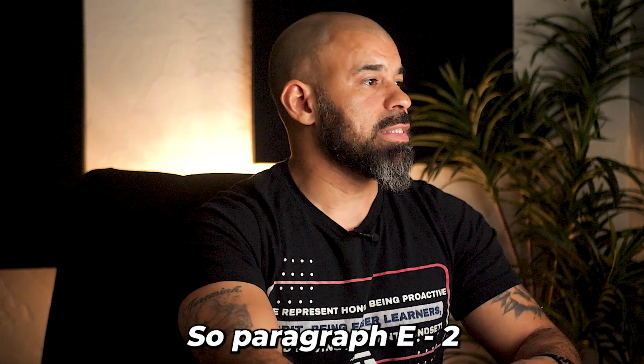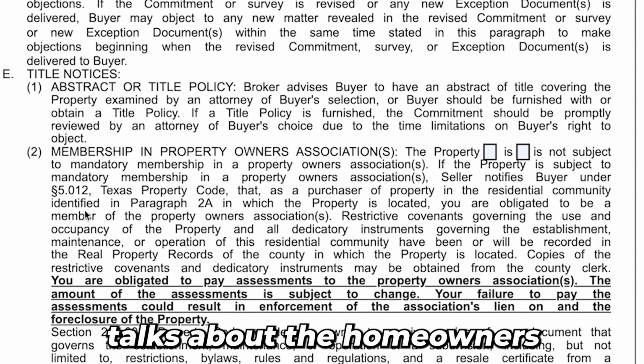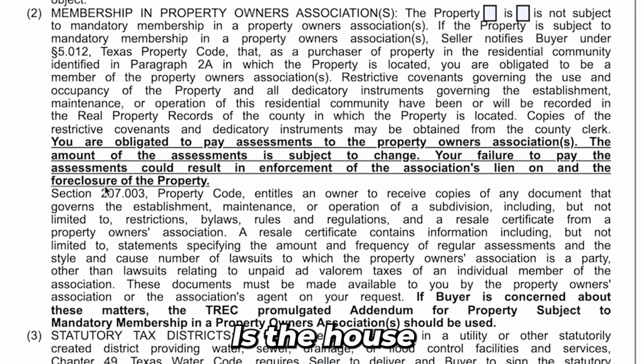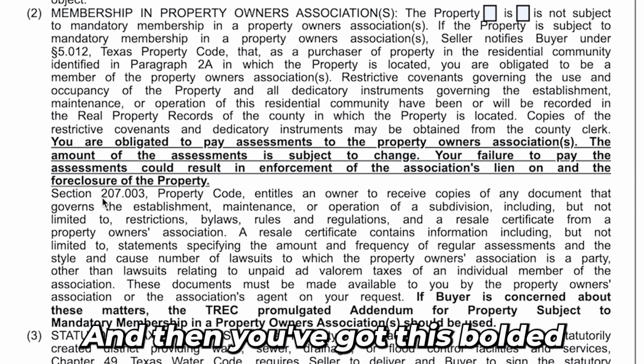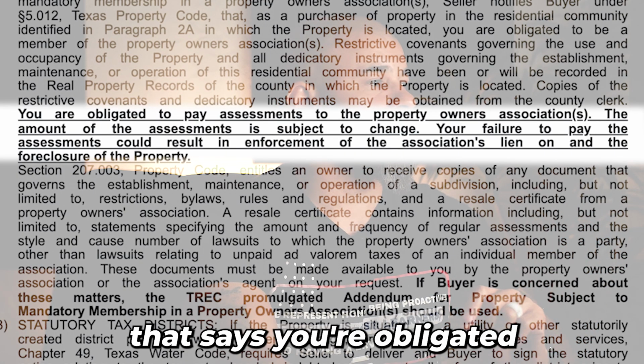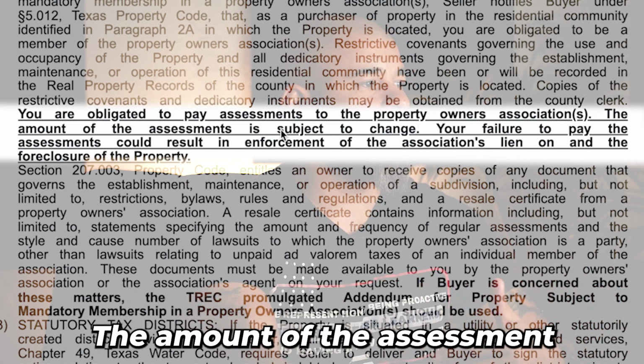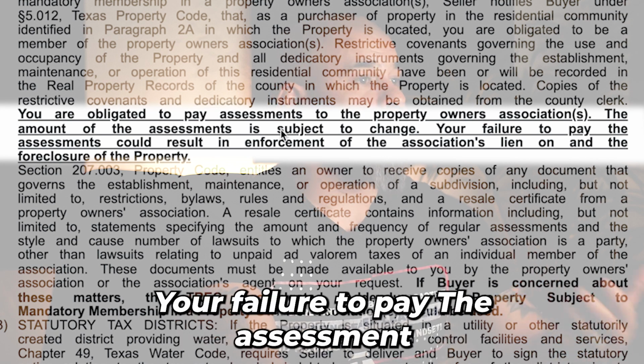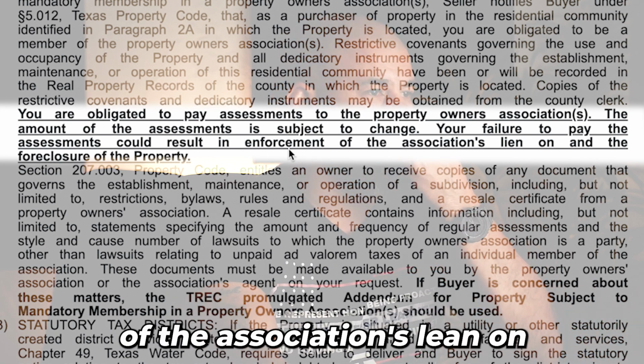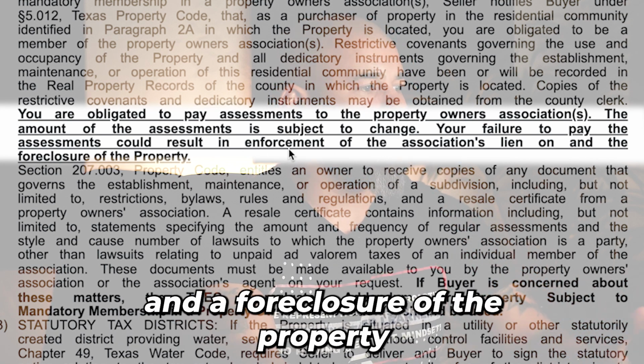So paragraph E2 talks about the homeowners association. Is the house in a homeowners association or is it not? And then you've got this bold and underlined section that says you're obligated to pay assessments to the property owners association. The amount of the assessment is subject to change. Your failure to pay the assessment could result in enforcement of the association's lien on and the foreclosure of the property.